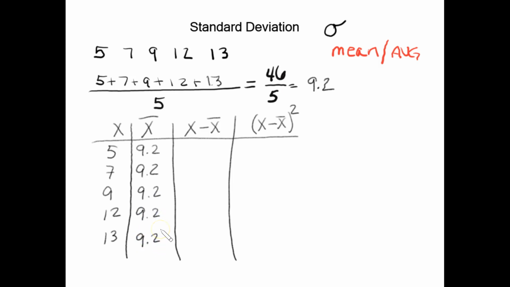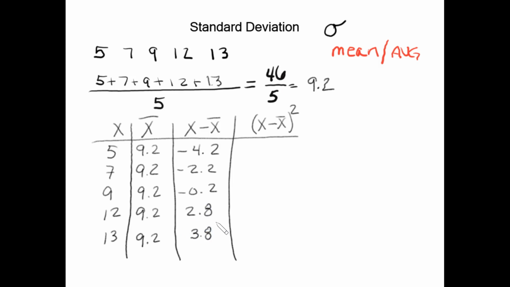All right. The next thing we ask you to do is to find the difference between those two. If we find the difference between 9.2 and 5, we'd find out that that is the same as saying negative 4.2. The difference between these two would be negative 2.2, negative 0.2. And then if we do the difference between 12 and 9.2, we get 2.8, and then 3.8.